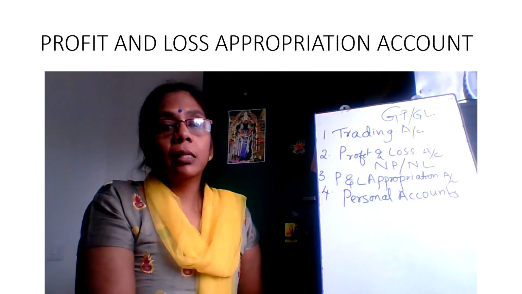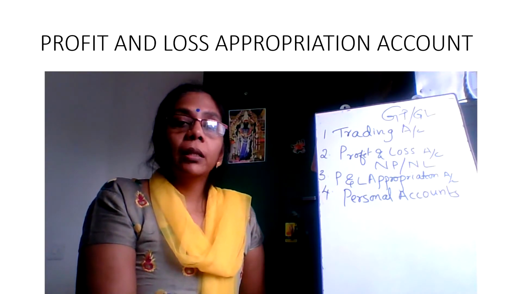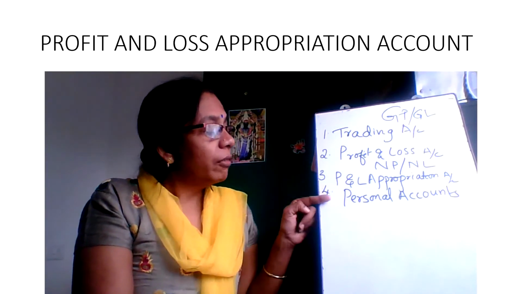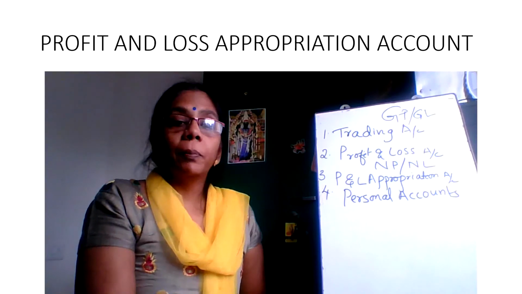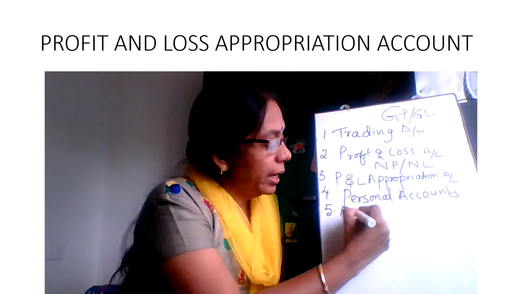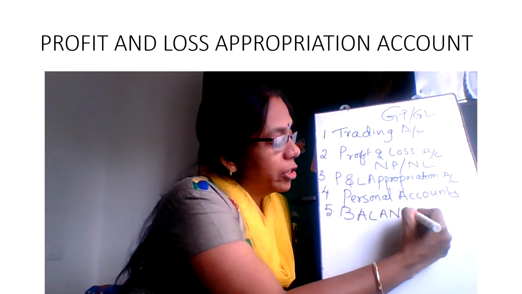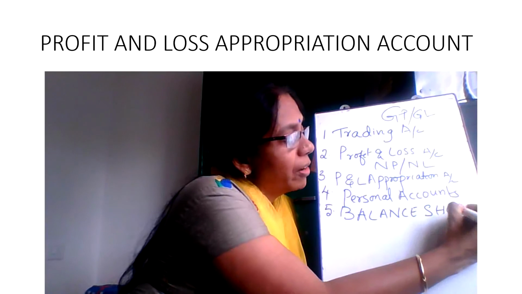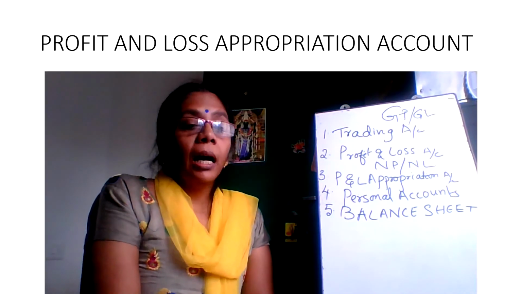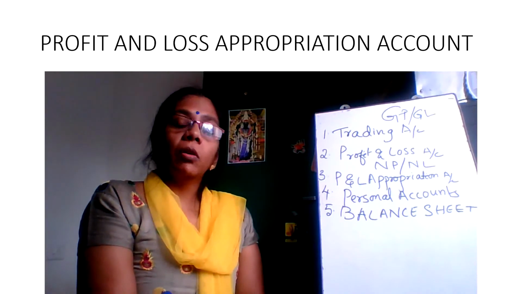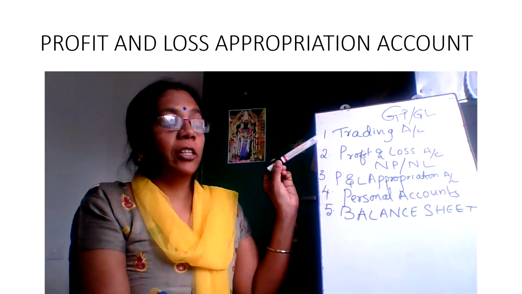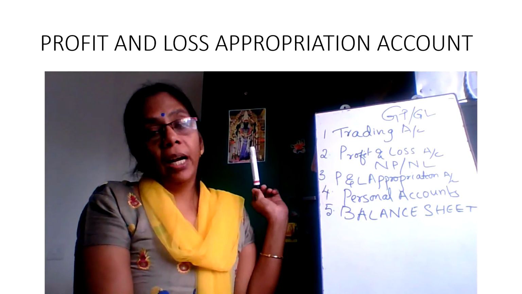Actually, there are two methods given under your syllabus, a fixed method and a fluctuating method. So in our further discussions, we will learn the personal account preparation of the partners. And only after you prepare these personal accounts, we need to prepare the balance sheet. The balance sheet shows us the financial position of the business, and it is to be prepared after preparing the personal accounts of the partners. So this is the sequence given for the preparation of the final accounts of partners.